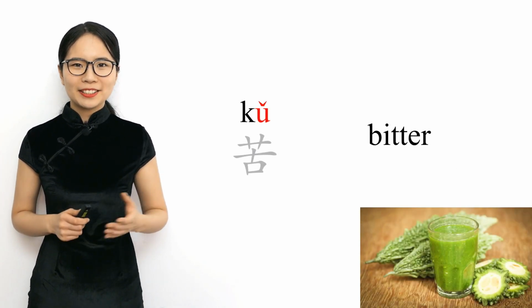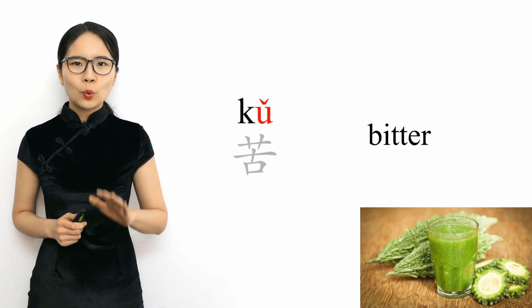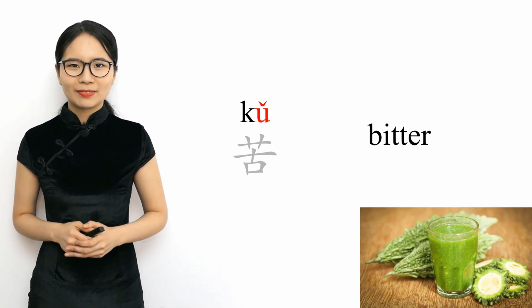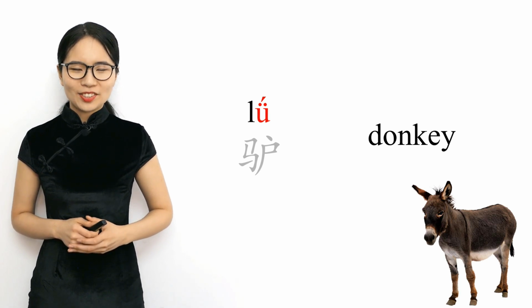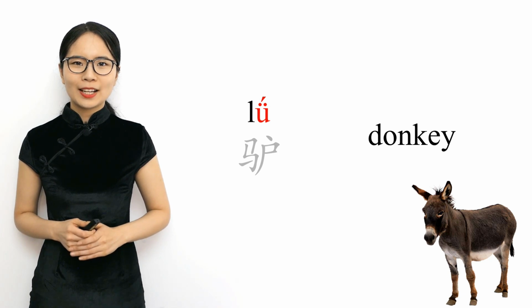How do you say bitter? Very good. Bitter is 苦, 苦. How do you say donkey? That's right. Donkey is 驴, 驴.